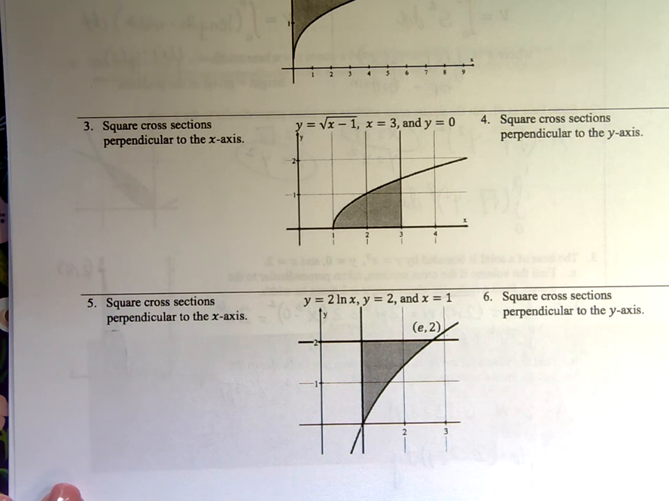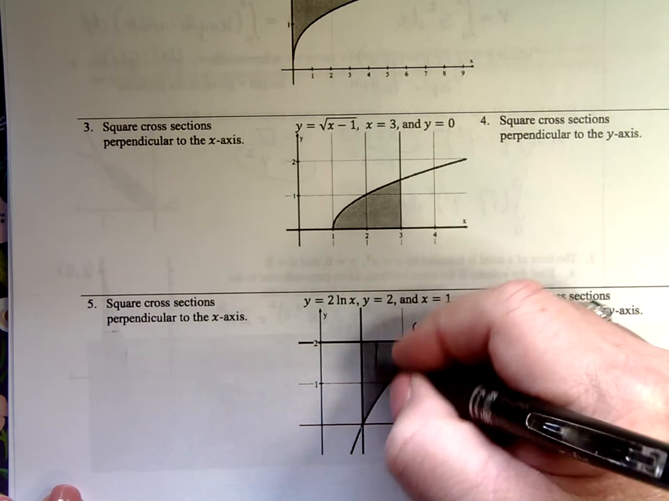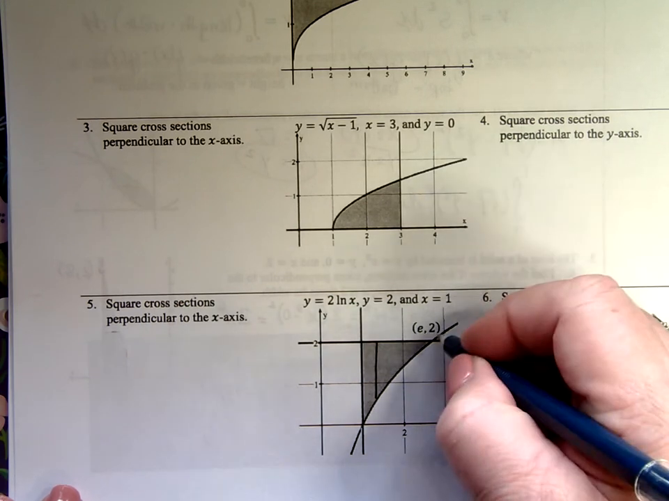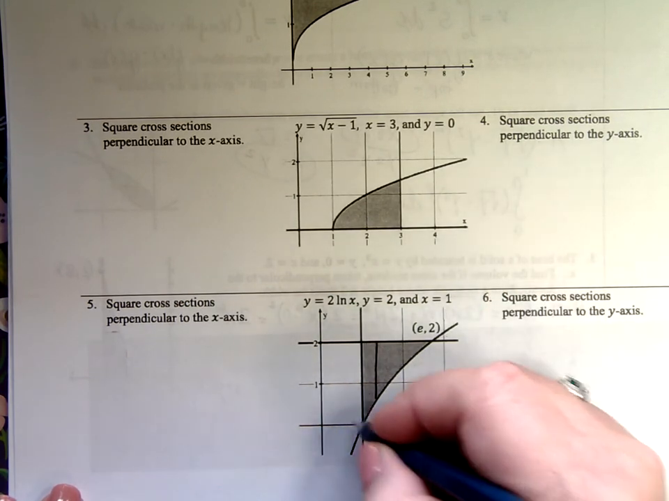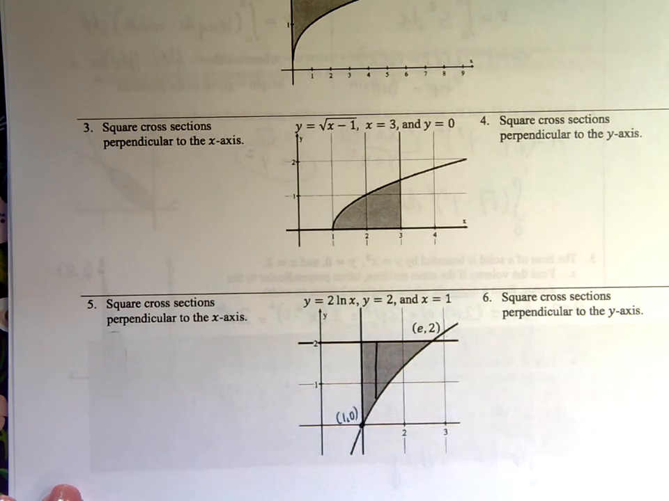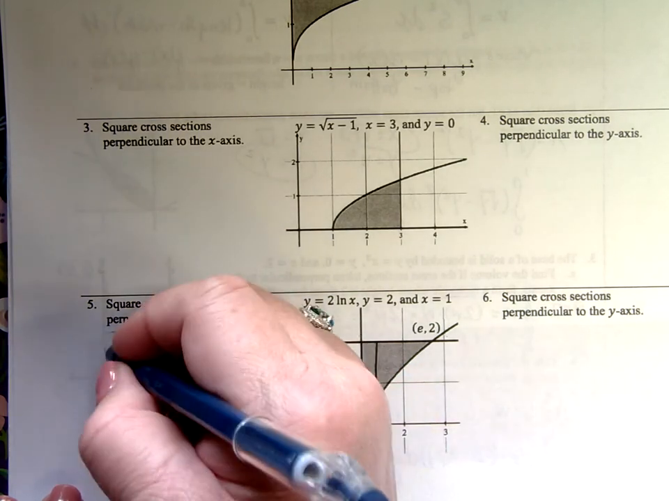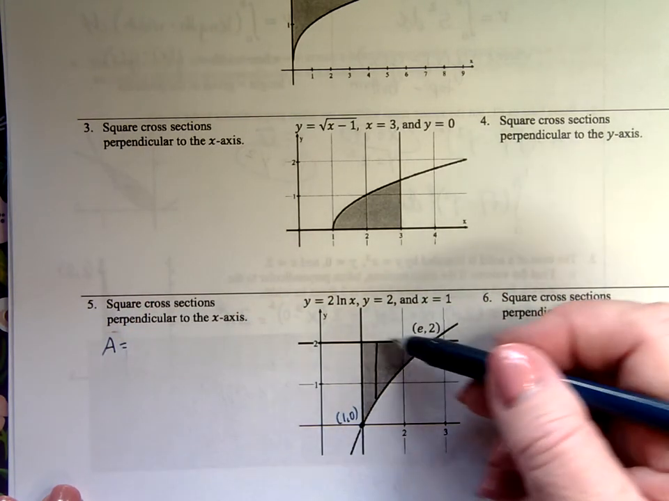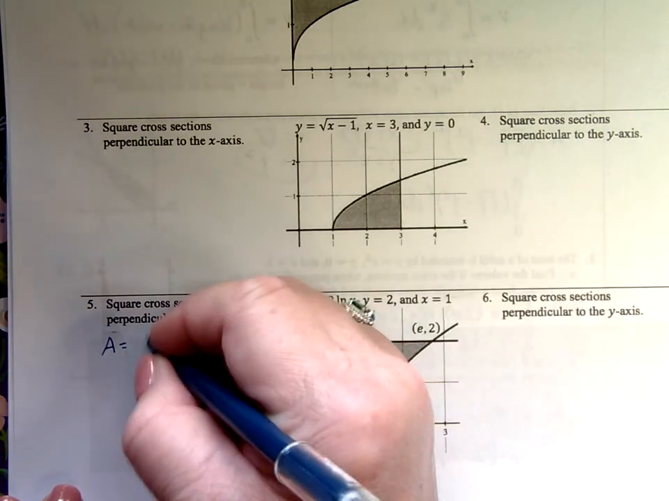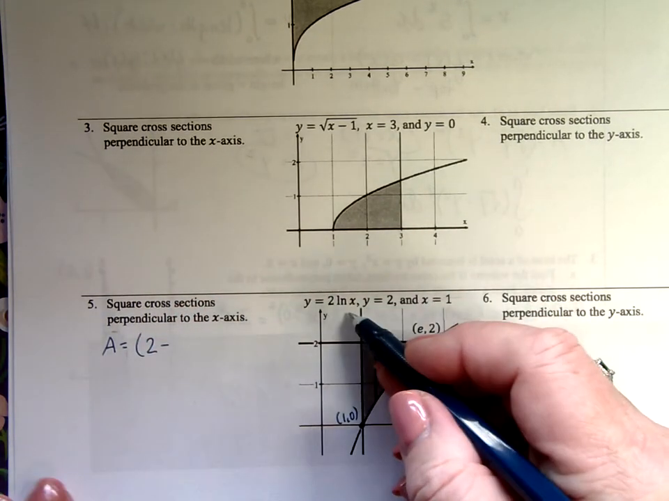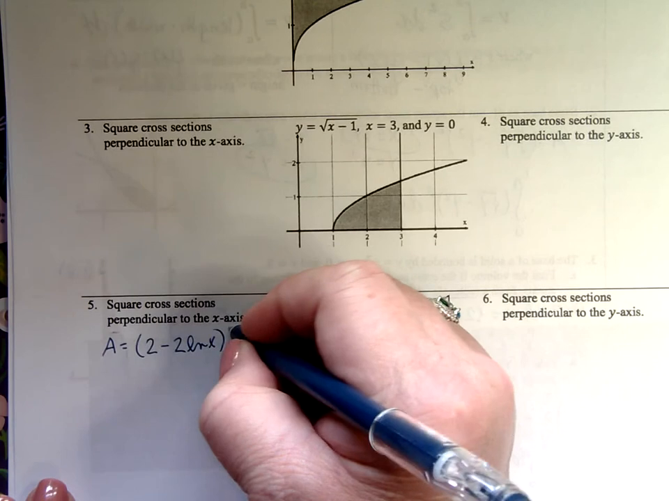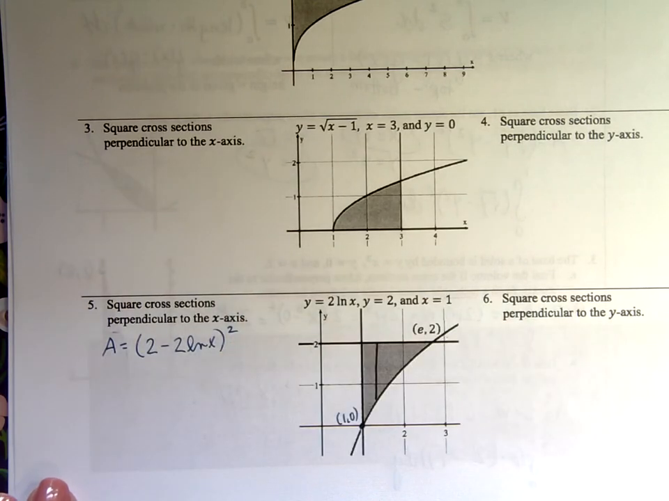I have square cross-sections perpendicular to the x-axis. That means I look like this. They kind of gave me my bounds. This is the coordinate e, 2. This is the coordinate here, 1, 0. And so I need to know my area of a square. What's the side of the square? Top minus bottom: 2 minus 2 ln of x. This is my 2 ln of x graph, squared. There's the area. That's the side of the square.